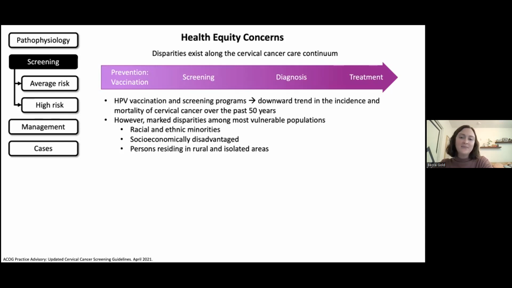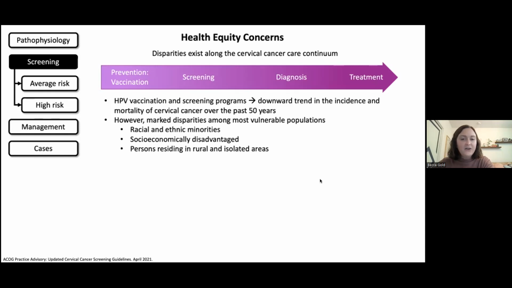I also wanted to pause for a moment and think globally. In 2020, worldwide cervical cancer was the 4th most common cancer in women, but 84% of those cases come from resource-limited regions. For example, on the continent of Africa and in Central America, cervical cancer is the leading cause of cancer-related mortality in women.